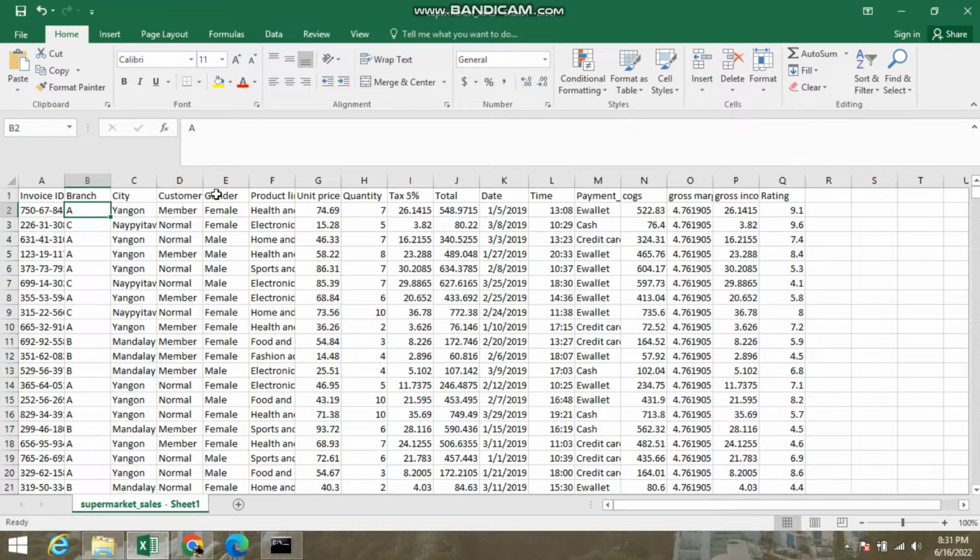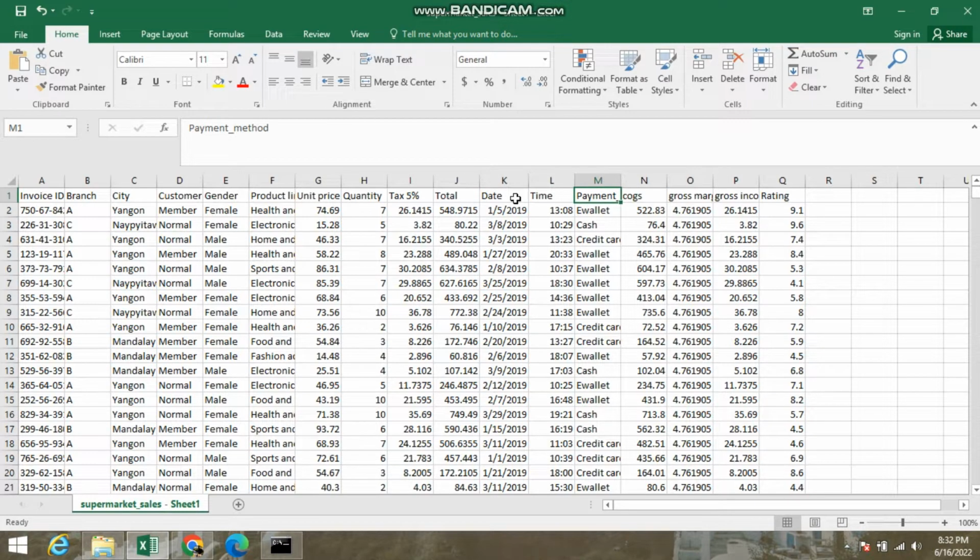We have different columns over here, starting from the ID, the branch, city, and the customer type. The customer type tells whether he is a member of the organization or not. Then comes the gender. Then come the various products being offered or displayed in the superstore. Then the price, quantity, and how much tax is on this. Then the day on which the customer made a purchase. Then comes the time, at what time he went to the store.